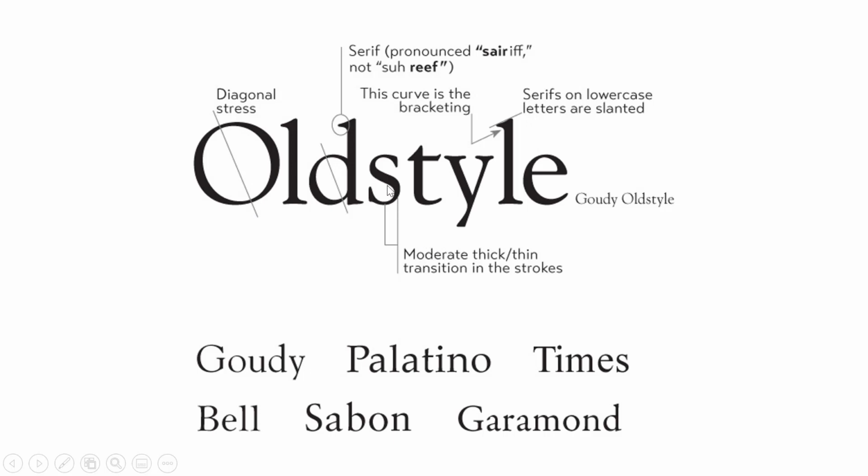And the stroke transition is really important. That's how we recognize typefaces, is that some have a moderate thick to thin transition, and the old style is one of those. It's not too extreme. The serifs are these little marks right here, and notice that on an old style font, the serif has a diagonal line. It's at a diagonal. And that's how you recognize it.